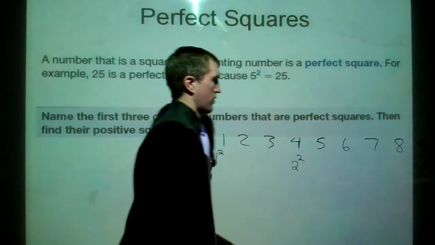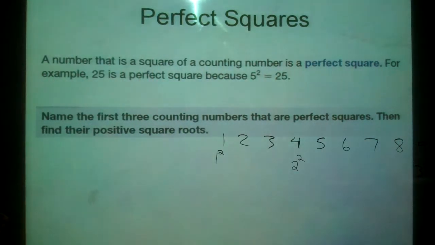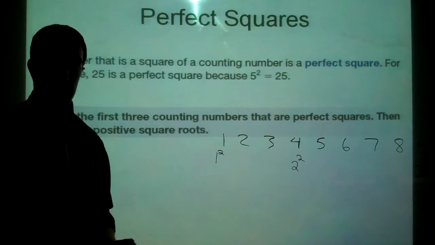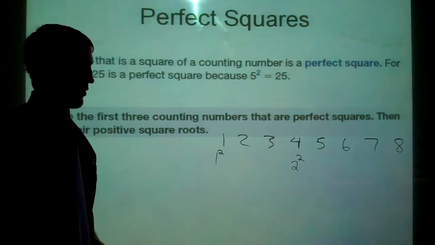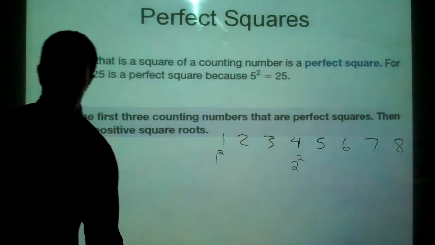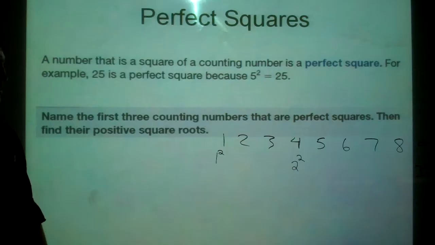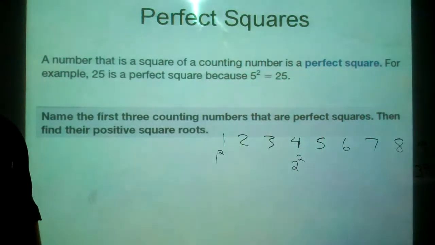3 to the second. So, if we kept going, we'd see that 16 would be our next one, because the square root of 16 is 4. And then we get 25 after that. Square root of that is 5. So that's kind of what we're talking about today.